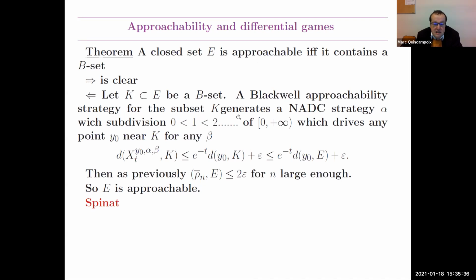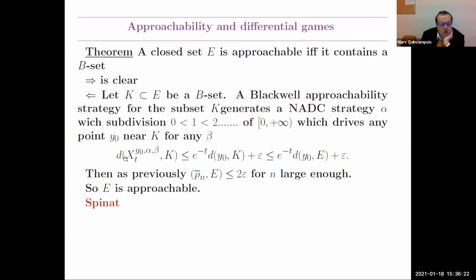So it naturally generates a non-anticipative strategy, piecewise continuous, with a subdivision of R plus only at the integers, which drives a point y0 near K for every v. Okay? And now I consider exactly this, and I associate to this non-anticipative strategy a discrete time strategy as defined in the lemma, which approximates the average cost of the differential game.